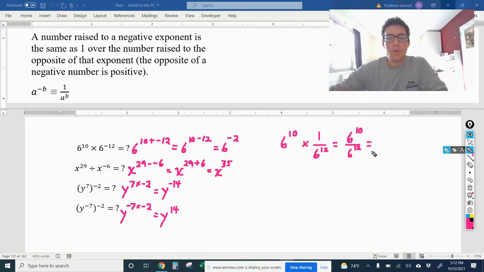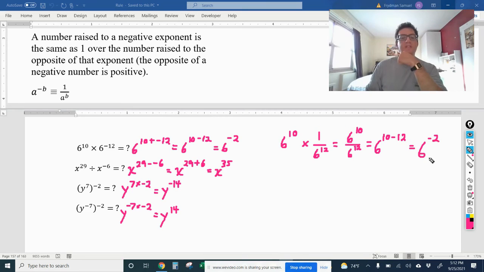And at this point, we can follow the dividing with exponents rule, which tells us we can subtract the exponents. And so this would be equal to 6 to the 10 minus 12th power, which is the same thing that we had over here. And we know that's 6 to the power of negative 2. So we do get the same answer.